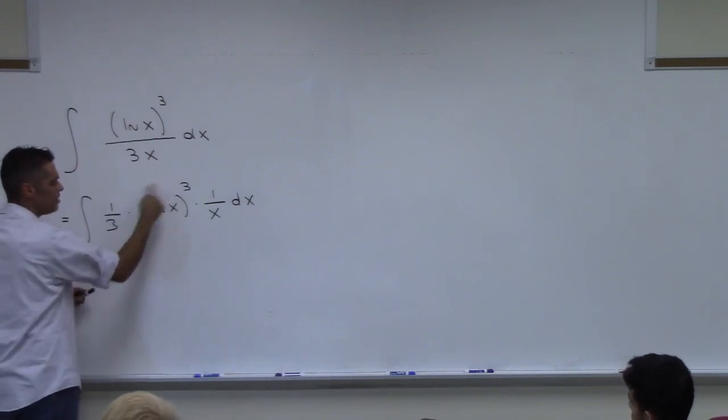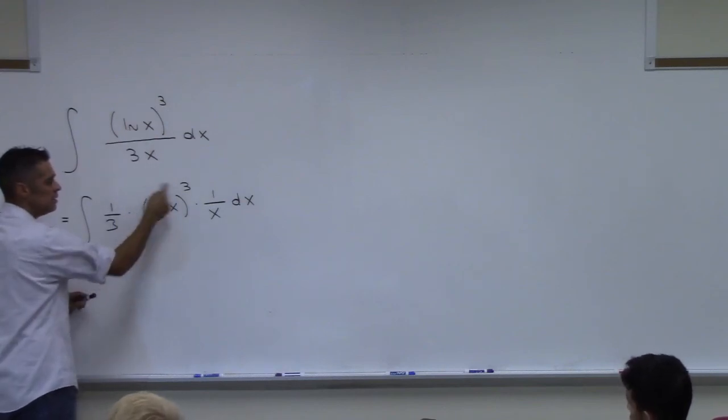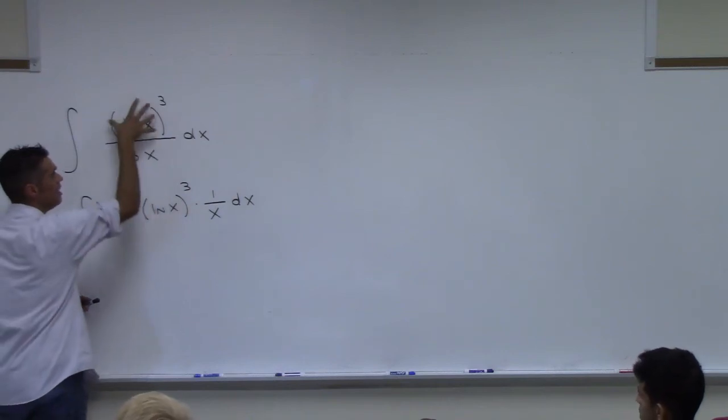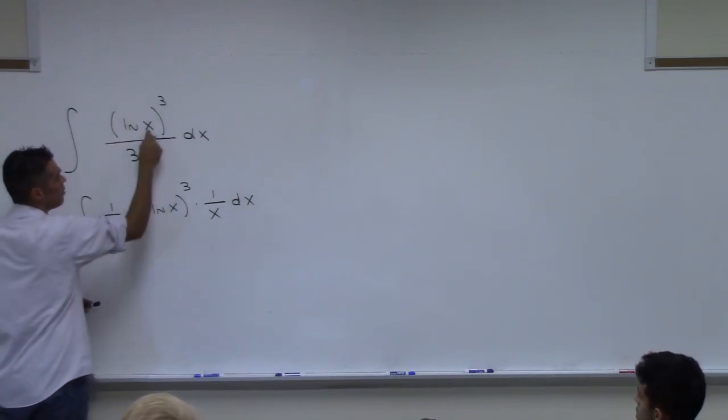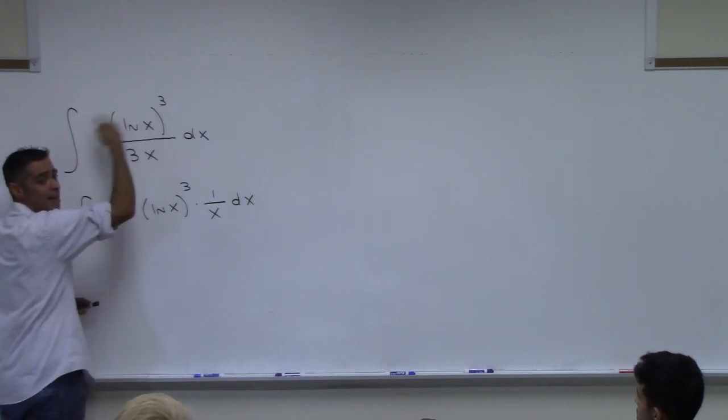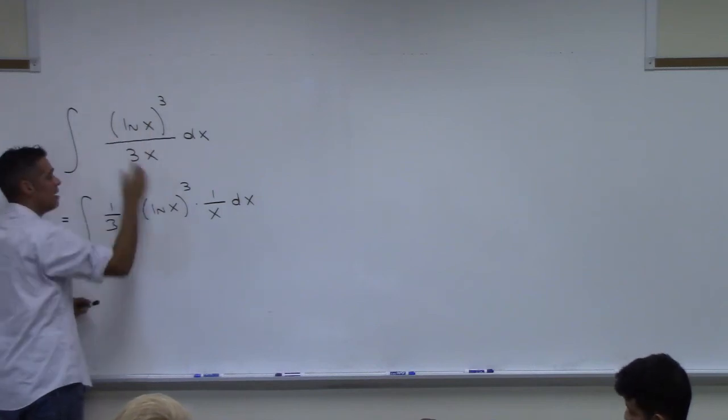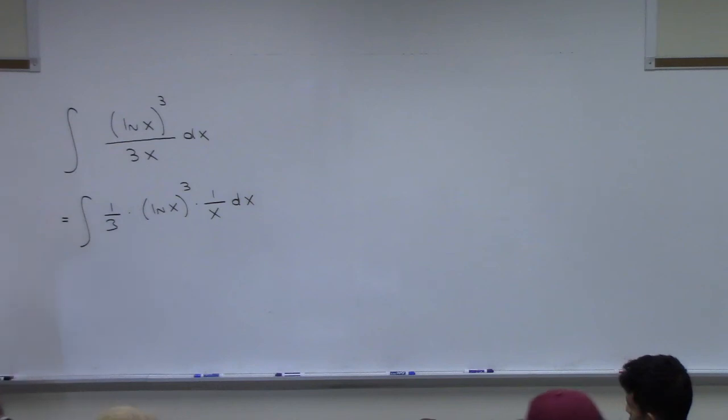By the way, can I pull this 3 out? No, the 3 is on the entire natural log, and so powers don't come out. If the 3 were on the x, then I could pull it out, okay? So I can't pull that 3 out. Do you all agree that that's true?